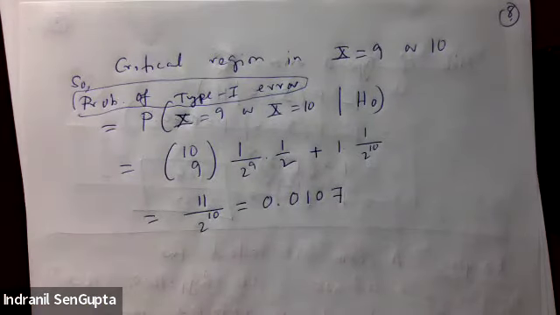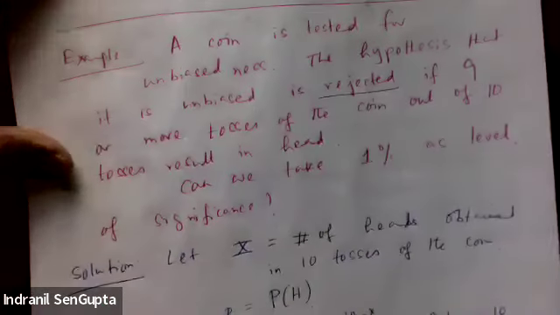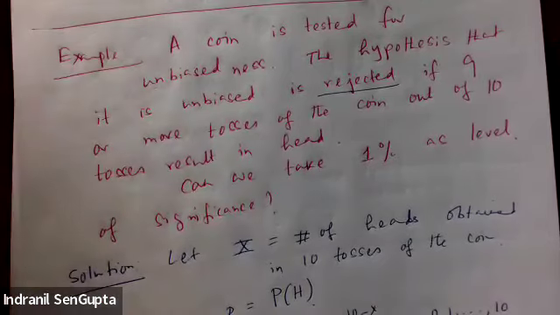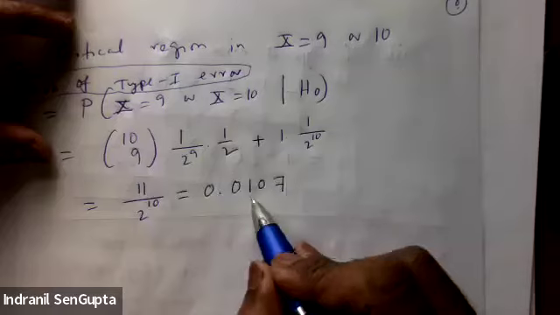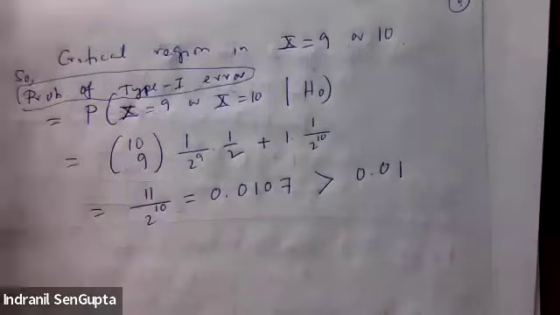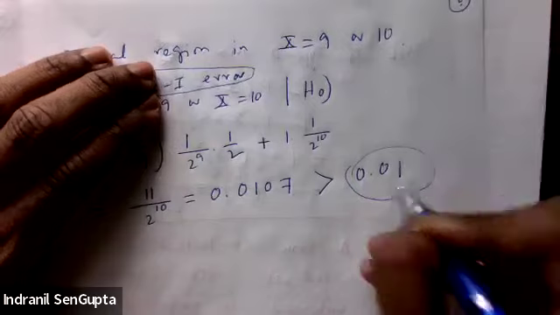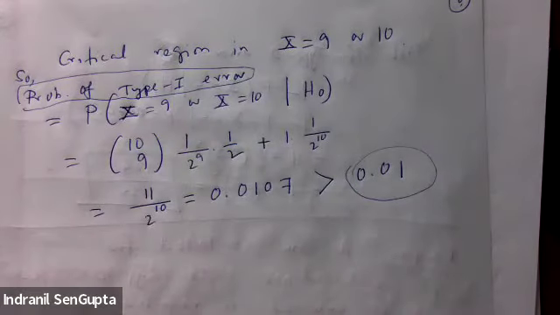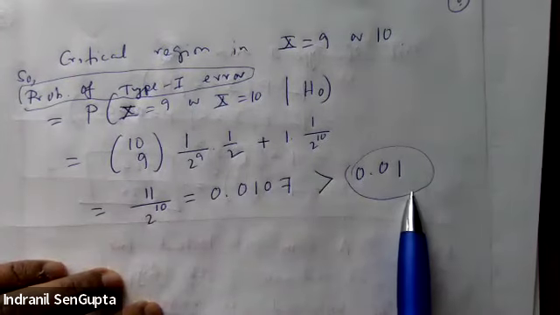Now, please note what the problem was. The problem given here is, can we take 1% as the level of significance? We get the probability of type 1 error as 0.0107, which is more than 0.01. But we know that the level of significance is the maximum probability of type 1 error. We observe that here, whatever we got, it's more than 0.01, right?